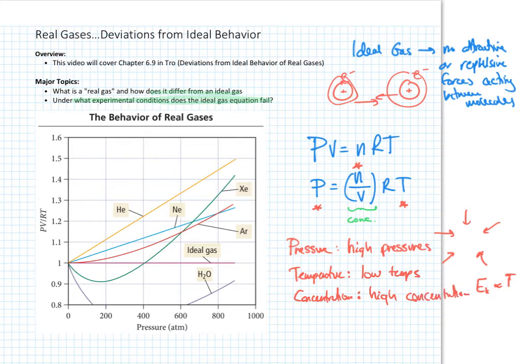So here's my three conditions then. High pressure, low temperature, high concentration. Under those three conditions, the ideal gas equation fails. In other words, we cannot use this equation.